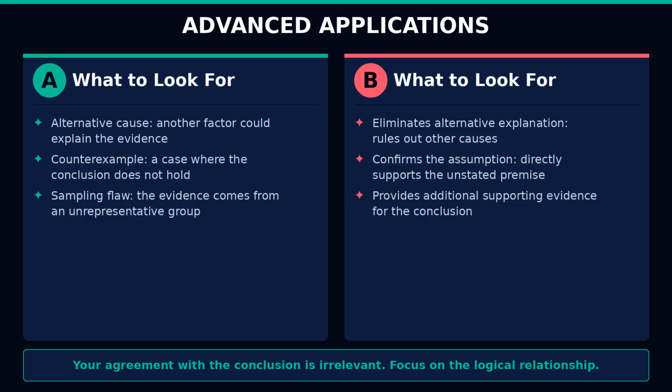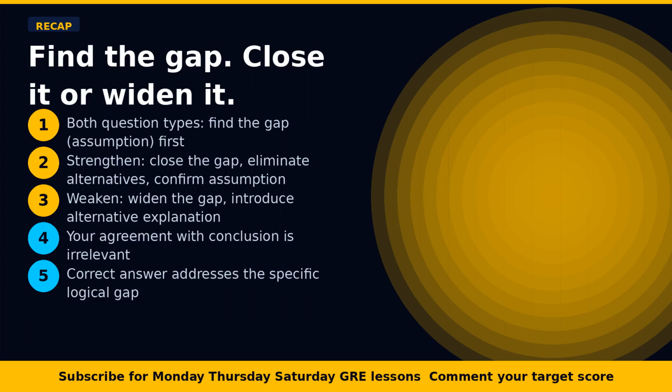The breakfast exam score argument. Students who eat breakfast score higher. The conclusion is that breakfast causes higher scores. The assumption is that breakfast is what explains the score difference rather than some other factor. The weaken answer: students from higher income families both eat breakfast more regularly and have access to better tutoring. This introduces a third variable that could explain both the breakfast eating and the higher scores, making the causal claim unnecessary.